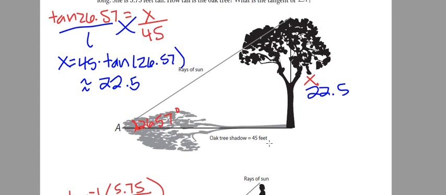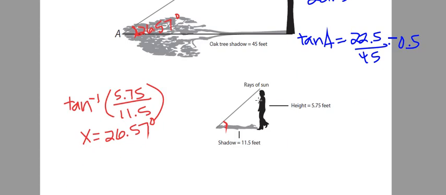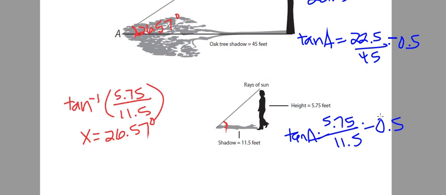The last thing it asks for is the tangent of A. In this case, the tangent of A is the opposite over the adjacent. So that's 22.5 over 45, and 22.5 over 45 is 0.5. And if you had done the opposite over adjacent here, it would have been 5 and 75 hundredths over 11 and 0.5, and that would still be the tangent of A, and you would get 0.5 as well.